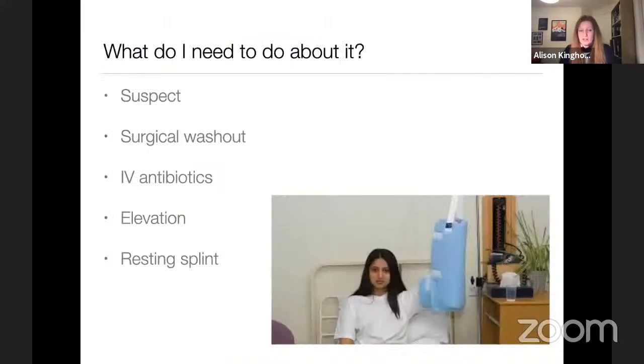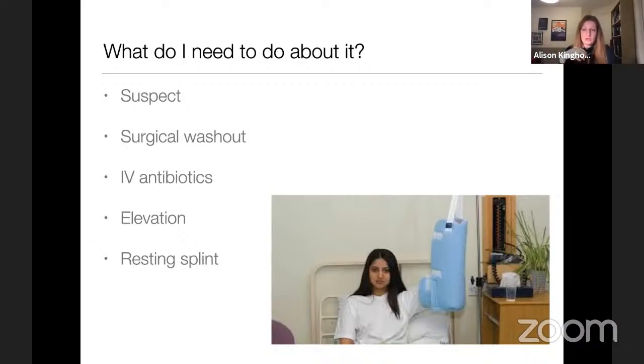What else are we going to do about it? Well, no surprise, we want to hit this really hard with some IV antibiotics, and I'd advise you to talk to your local microbiology team about what to give, particularly if there's something unusual in there, like something from an animal bite.